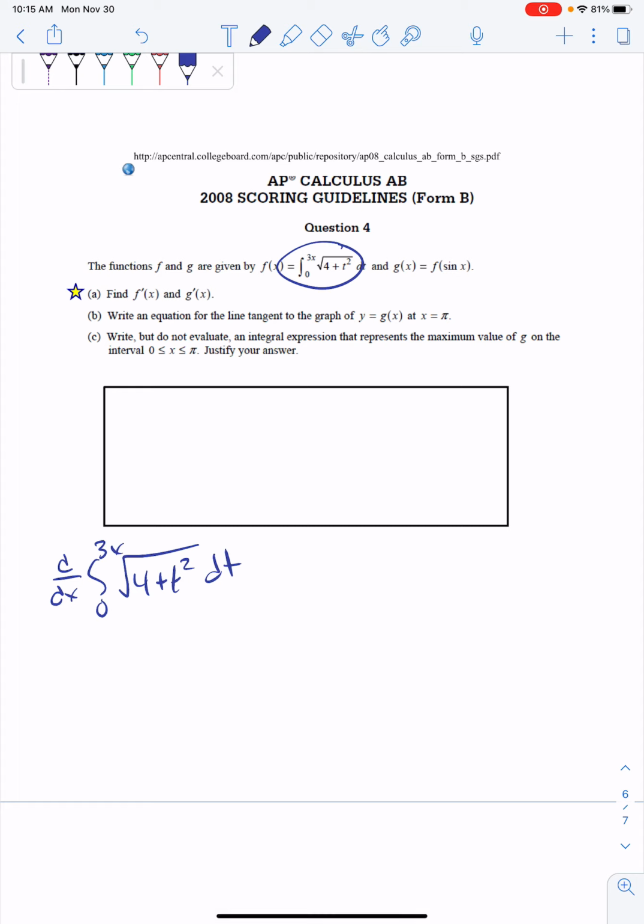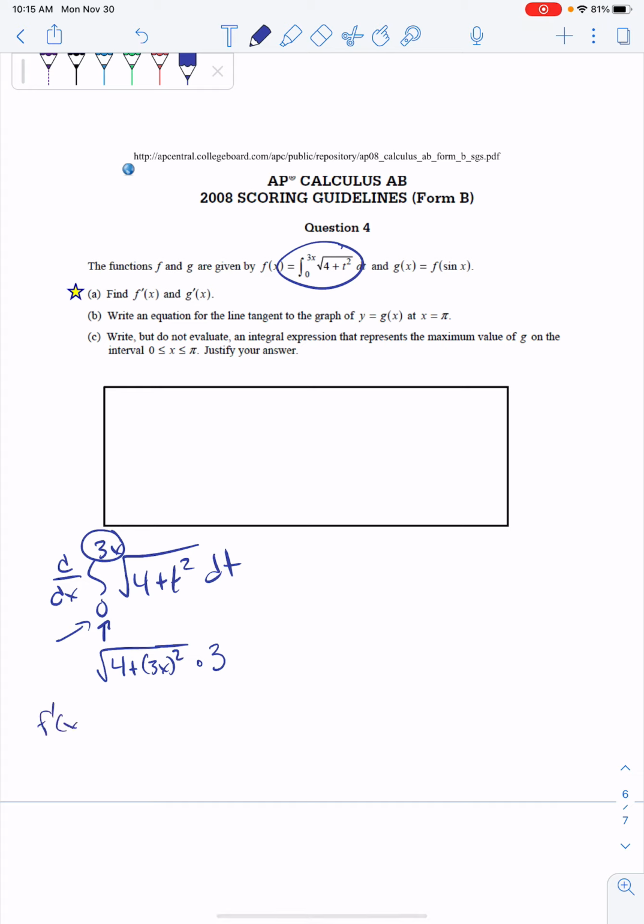Well, that theorem that we just learned tells us I'm going from a constant to 3x. So my derivative of that integral is just my function, 4 plus, and then I've got to put 3x squared. But don't forget that we have to multiply by the derivative of the top. And the bottom, I don't have to worry about doing the bottom bound because it's a constant. It's just going to multiply by the derivative of 0, which is just 0. So it's going to go away.